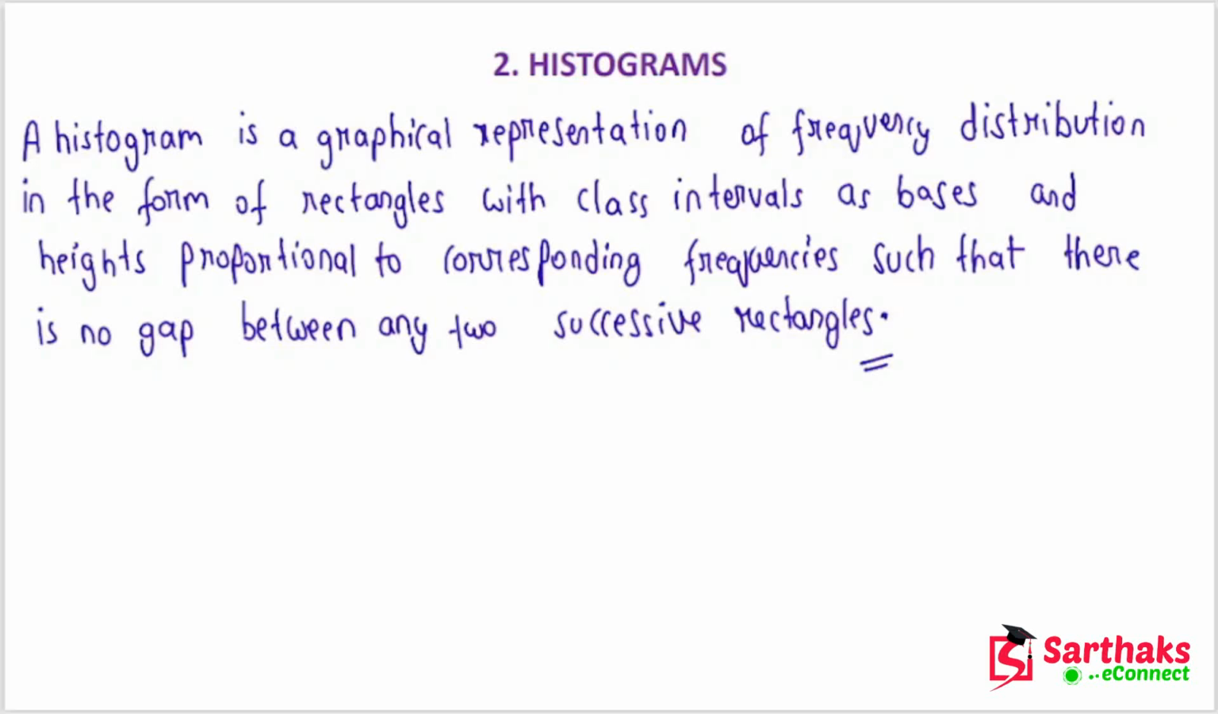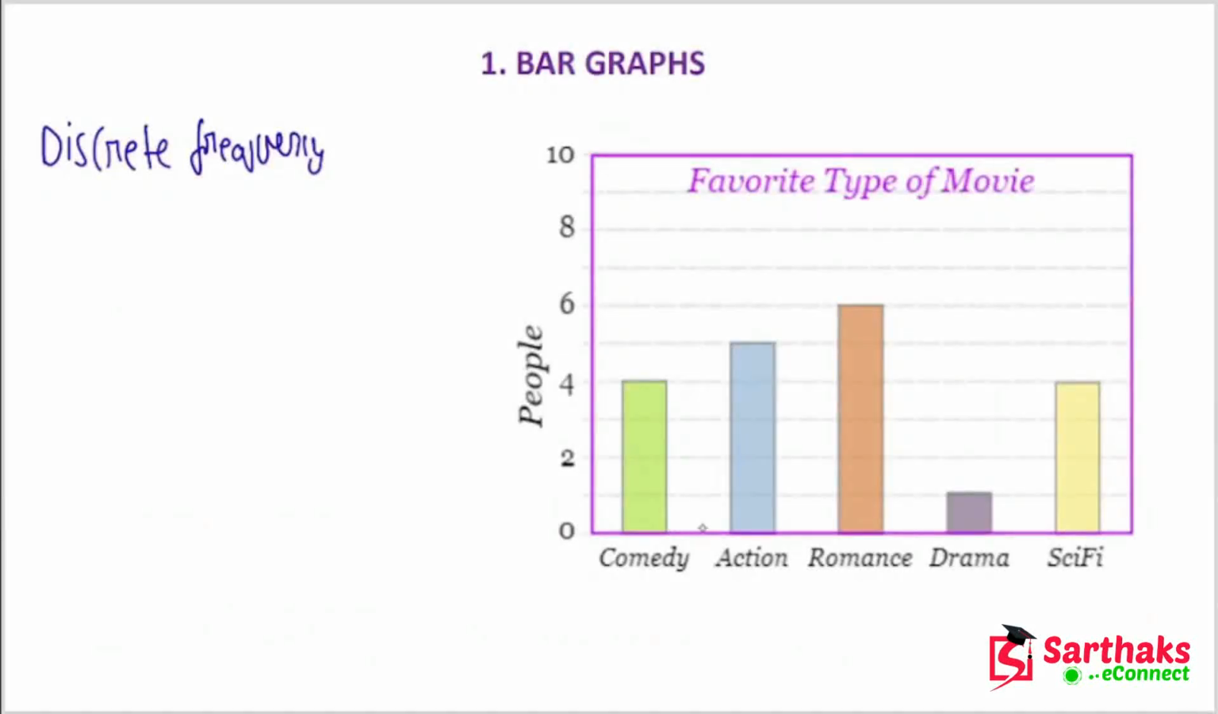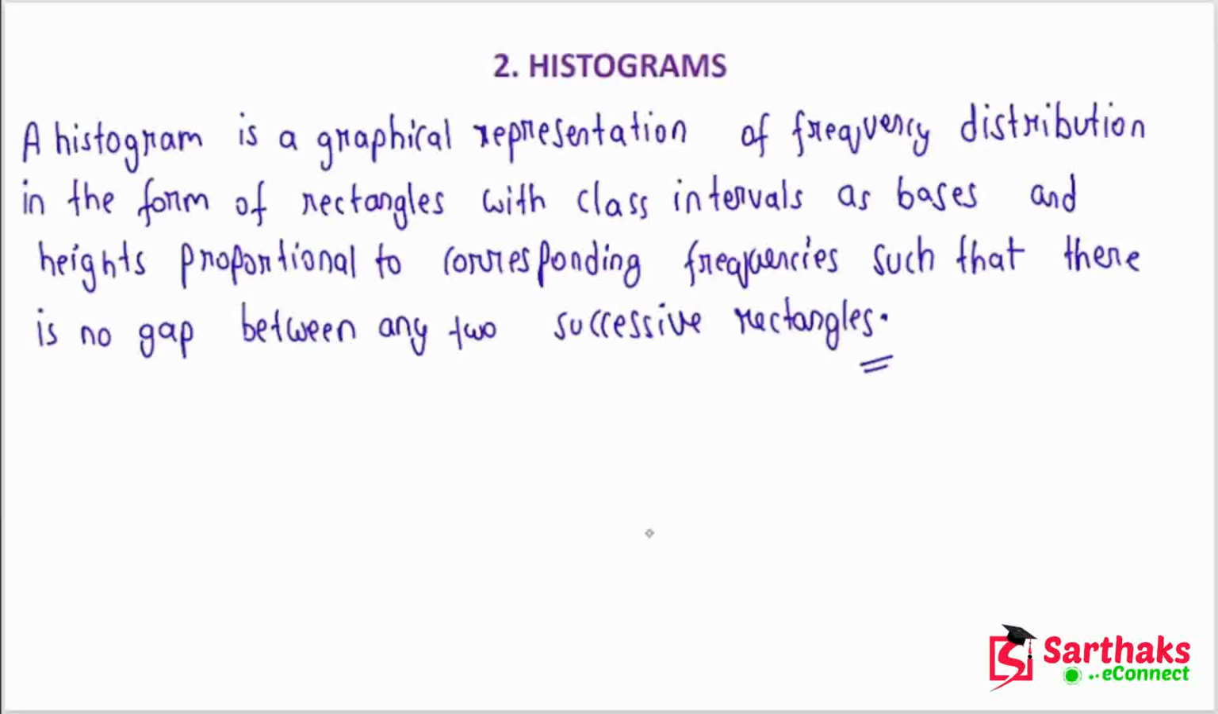So you can clearly see what a histogram is. A histogram is a graphical representation of frequency distribution in the form of rectangles in which the bases are proportional to the class intervals and the heights are proportional to the corresponding frequencies, such that there is no gap, because the intervals are continuous. If one interval is 10 to 15, then the next will be 15 to 20, so there is no gap between the bars. In a bar graph there is a gap between comedy and action, and this gap depends on you. You can take any gap, but it should be the same, whereas in a histogram there would be no gap.